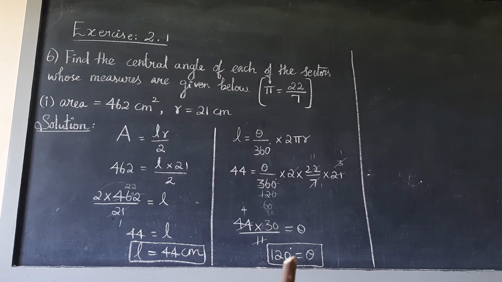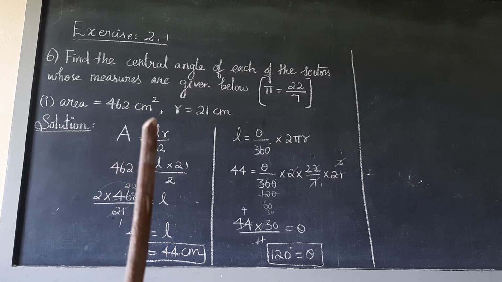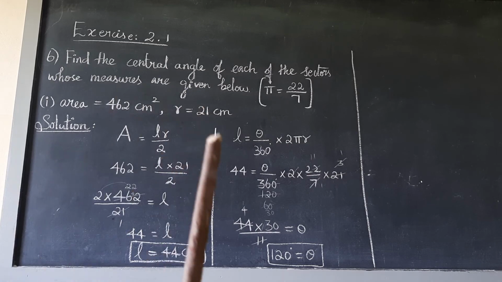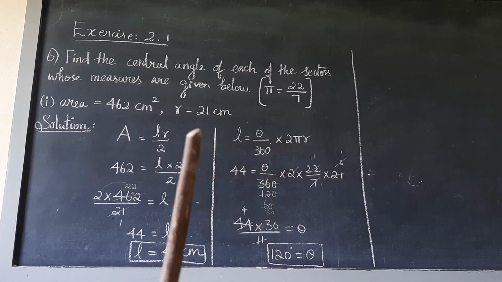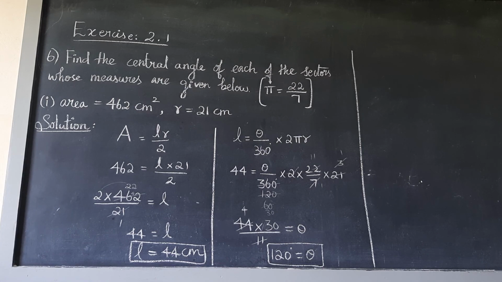to 120 degree. The question asked us to find the central angle. To find the central angle, first we use the area of the sector formula to find the length. After finding the length, we find the angle using the length formula. This is a very easy method, children. So first substitute and find L, then substitute the L value in the formula, then find theta. Theta is equal to 120 degree. Okay children, that's all. Thank you.